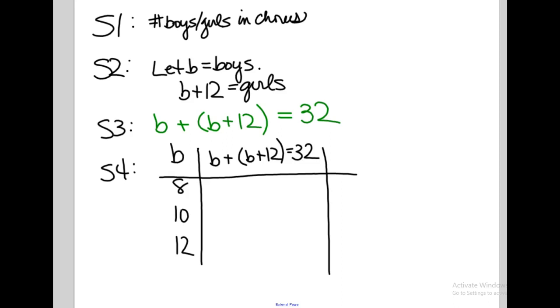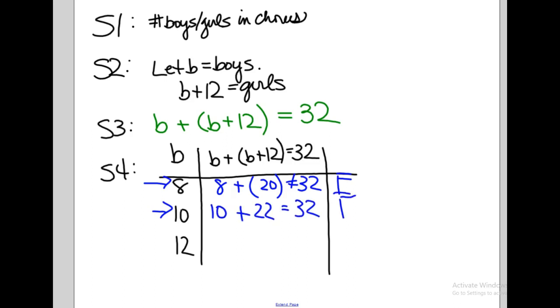So let's go. If I go with the first member of the domain, we've got 8 plus 12 is 20. Well, that does not equal 32, so that is false. Everybody understand what we did? All right, let's try the next member of our domain. It was 10, so 10 plus 12 is 22. Aha! Guess what? 32 does equal 32. That's our true statement.